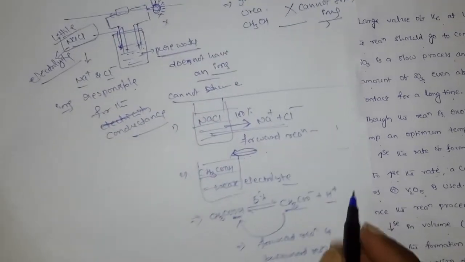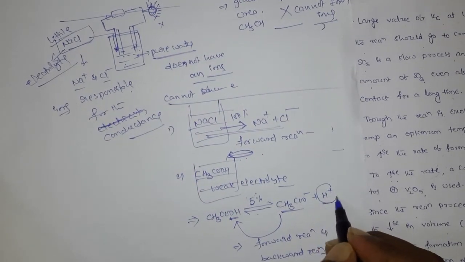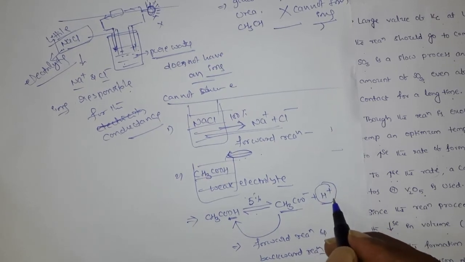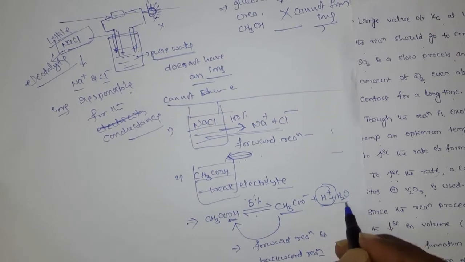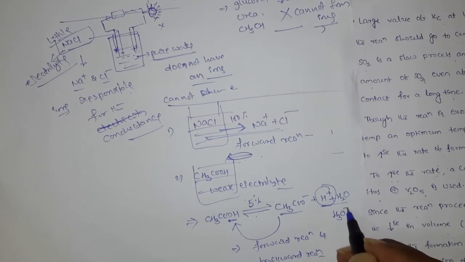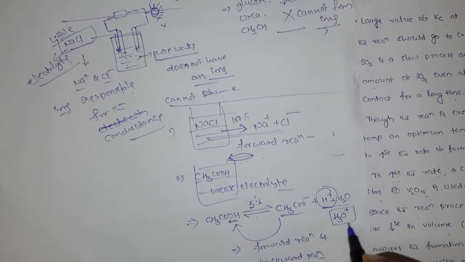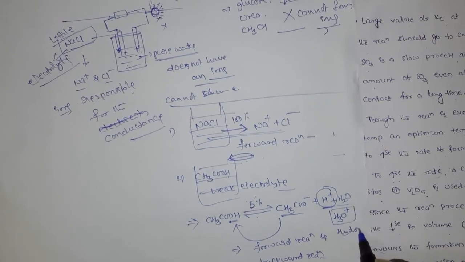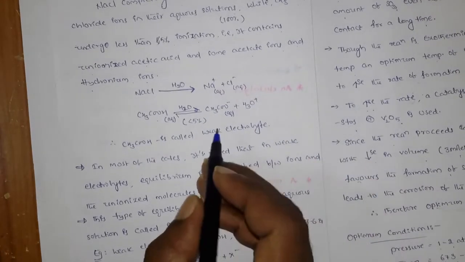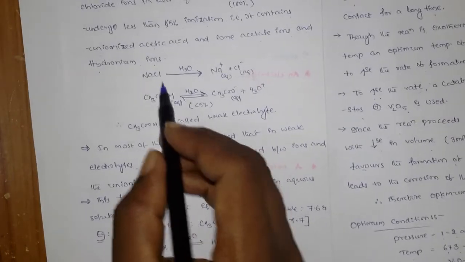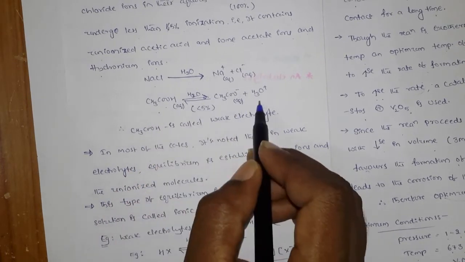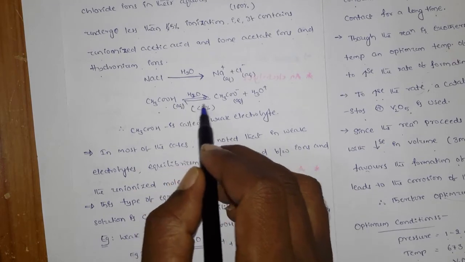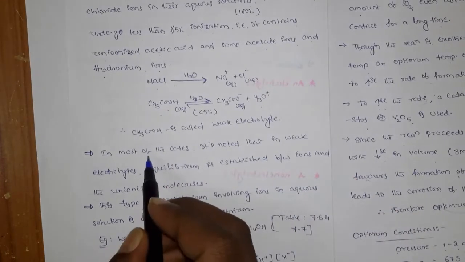Why I am calling it hydronium is that these H plus ions are very strong, so they cannot exist as such. They react with the water immediately and form H3O plus. This is called a hydronium ion. So you see this is a type of irreversible and this is a type of reversible, and here it is forming the equilibrium.